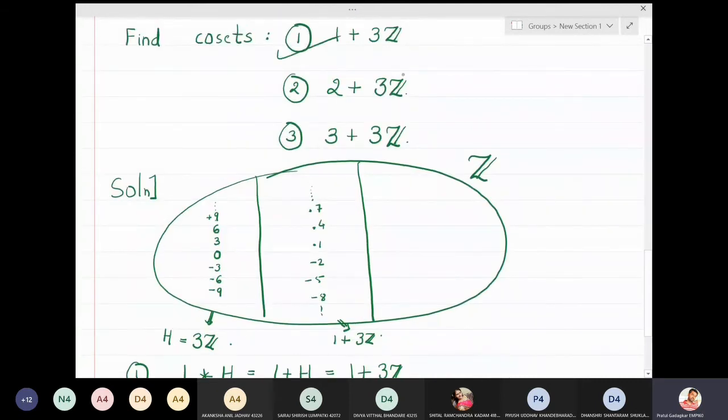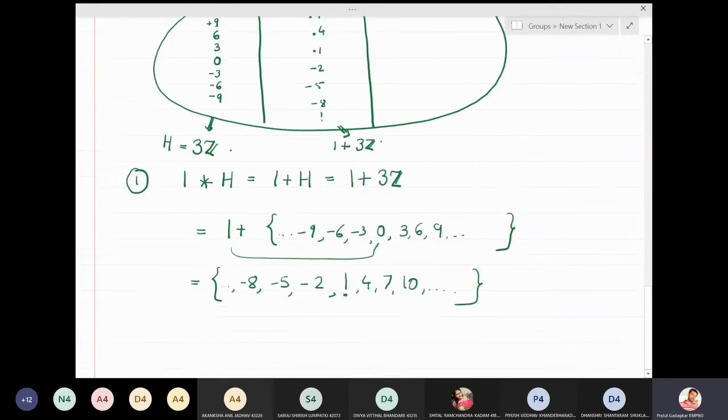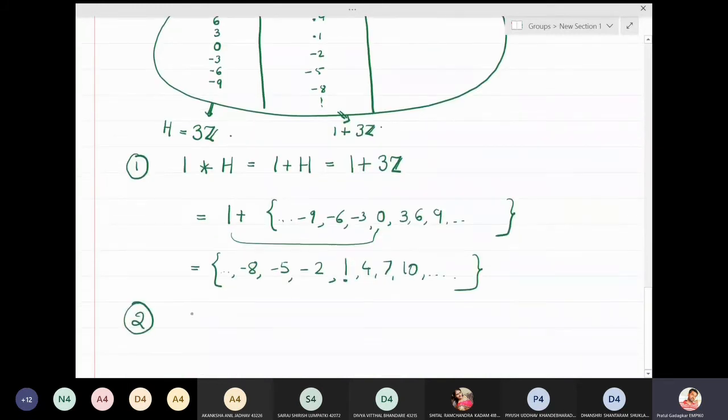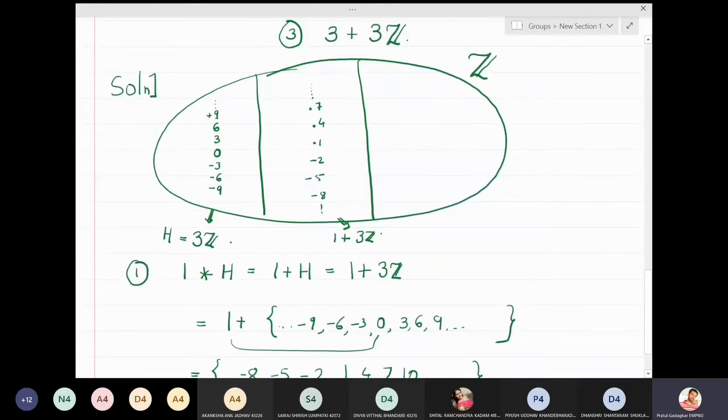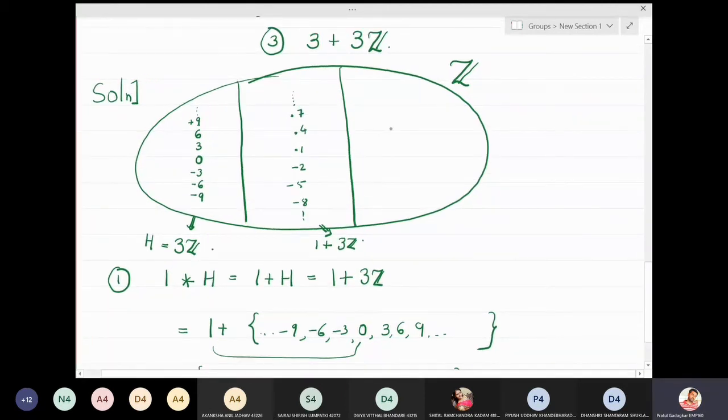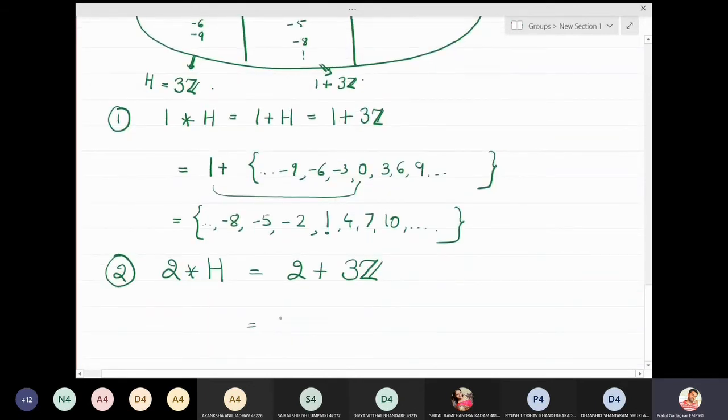Now let us calculate the second coset. The second coset is 2 plus 3Z. So let us calculate 2 star H, which is 2 plus 3Z. Where is 2 in the picture? 2 is neither in H. Do you see that 2 is not an element of H? 2 is also not an element of 1 plus 3Z. So 2 is sitting outside. Now I'm going to create the coset from 2. So 2 plus 3Z will be how much? 0, 3, 6, 9, and so on, minus 3, minus 6, and so on.